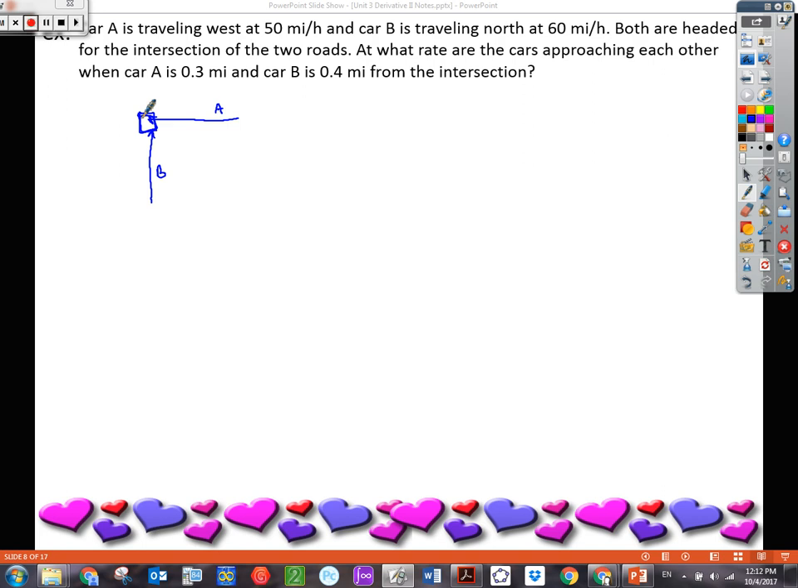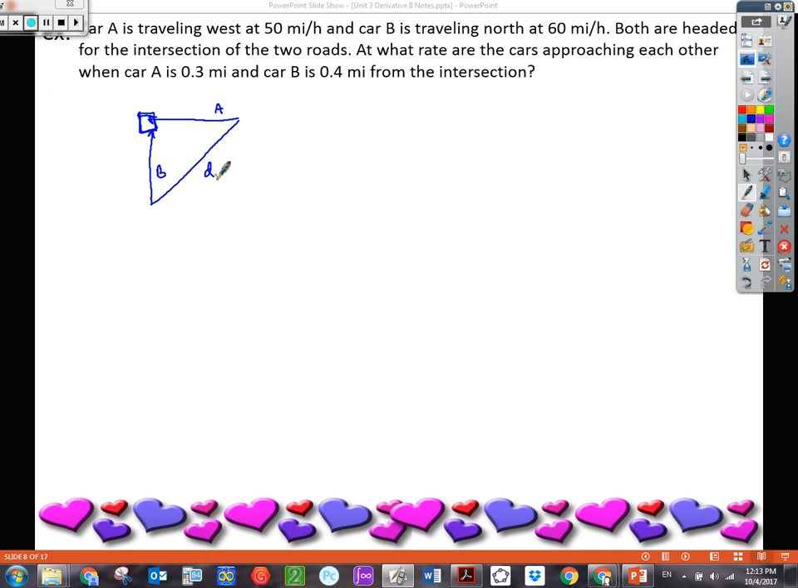Before we get there, approaching each other, what does that mean? The measurement is not these two roads. It's the distance between them. How would I measure the distance between them? I wouldn't measure these straight line distances, right? I would measure from one car to the other, which would be a diagonal. So this would be the distance between them, and I'm just going to call that D. You just pick a letter, it doesn't really matter.